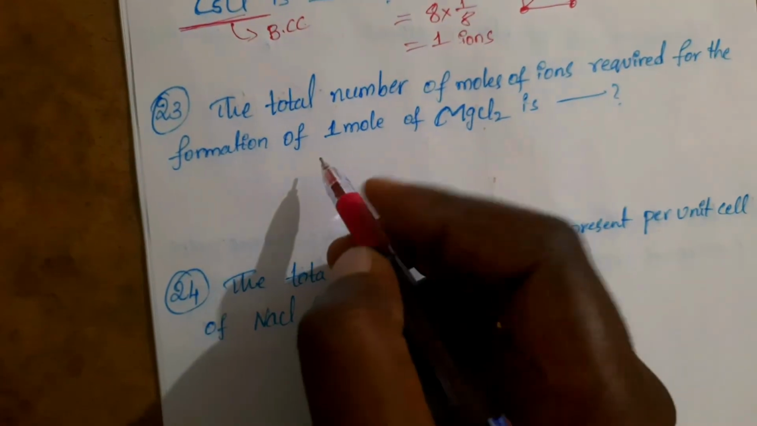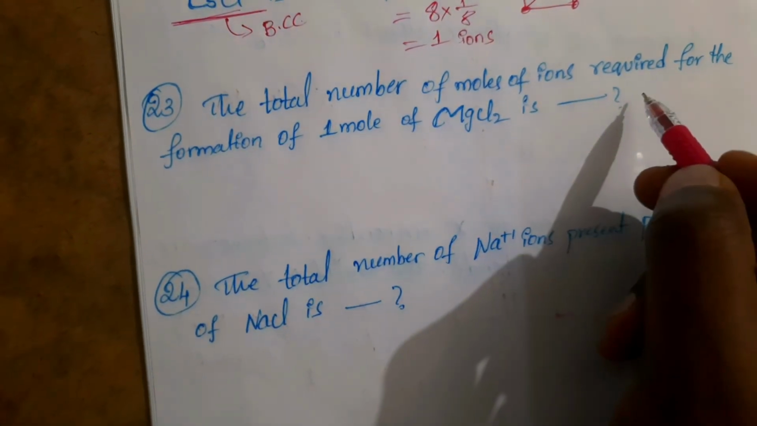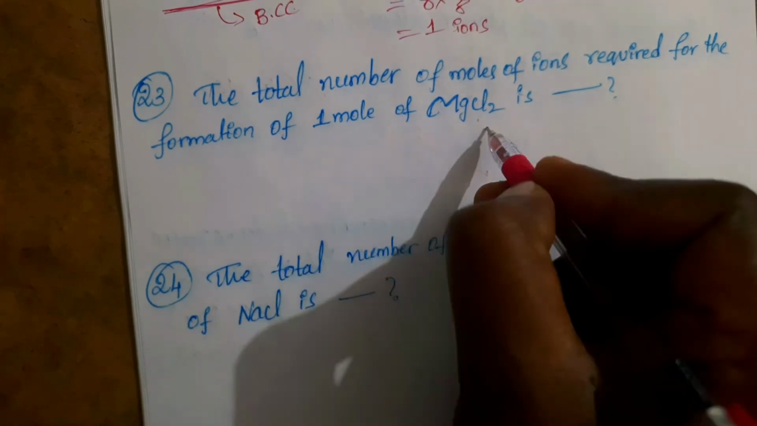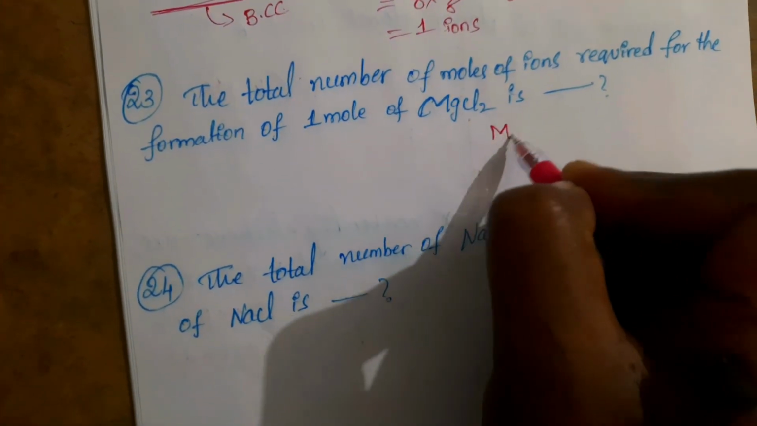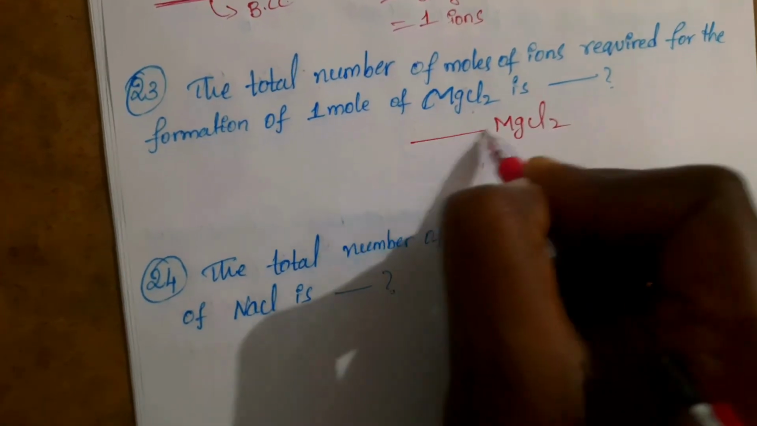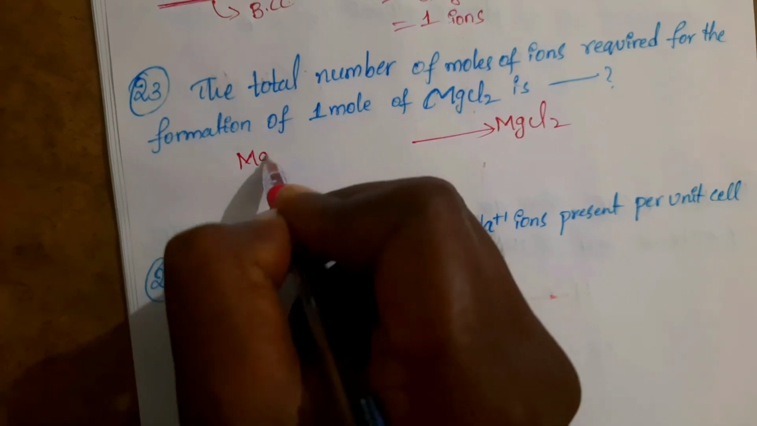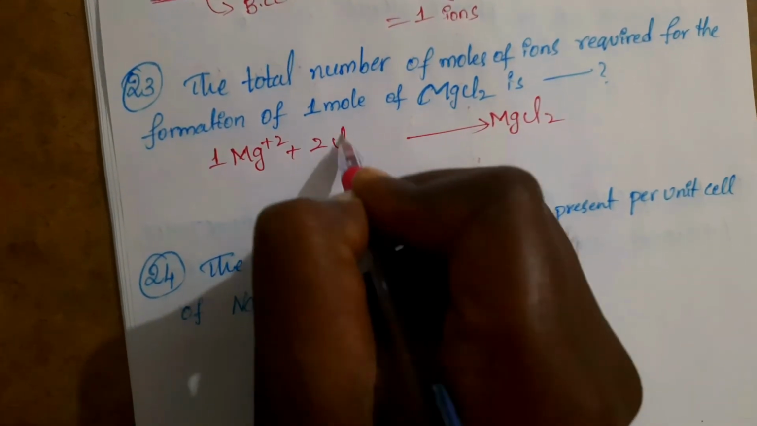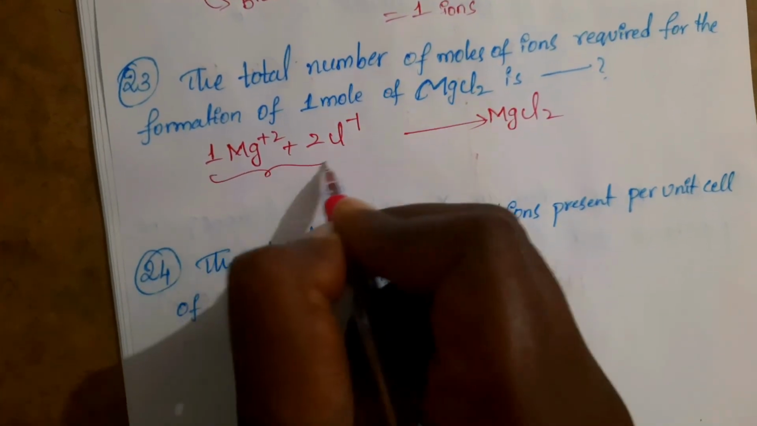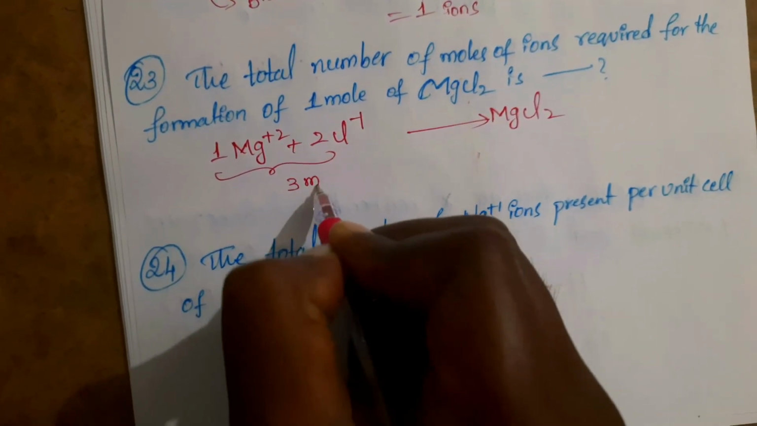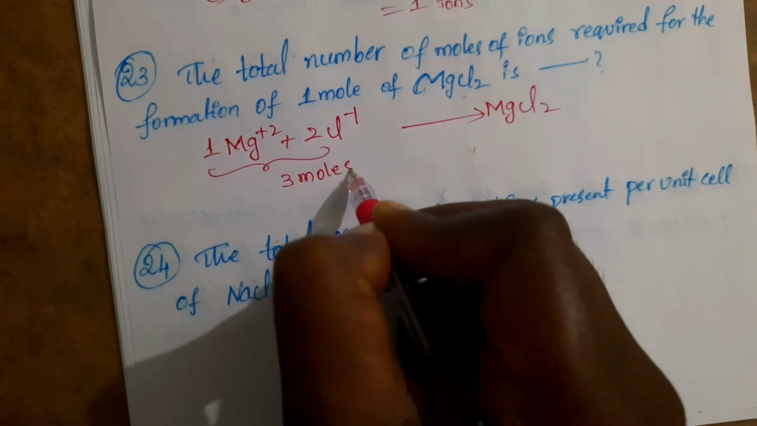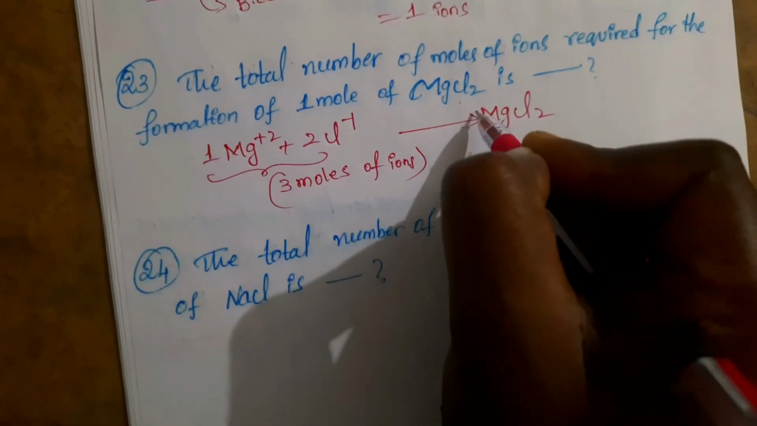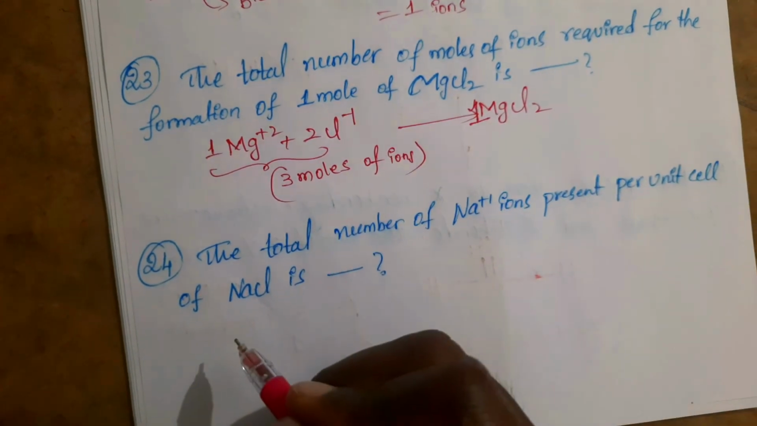Now next, total number of molecules of ions required for the formation of 1 mole of magnesium chloride. To form this 1 mole of magnesium chloride, 1 mole of magnesium ion and 2 moles of chloride ions are needed. So total moles are how many? 3 moles of ions are needed for the formation of 1 mole of magnesium chloride.